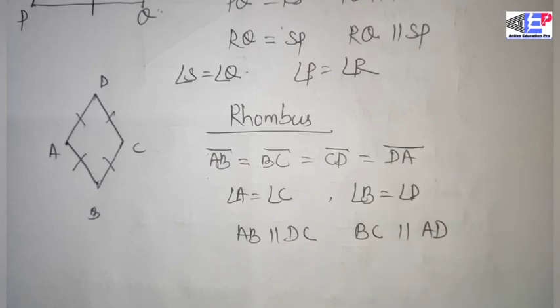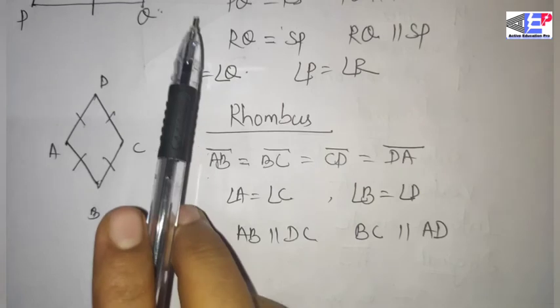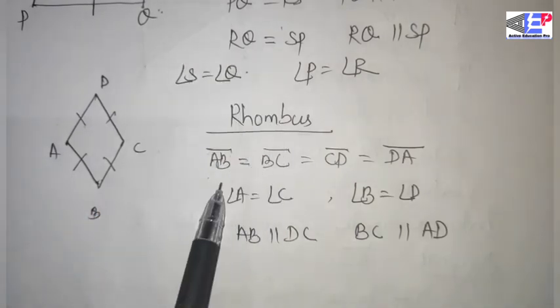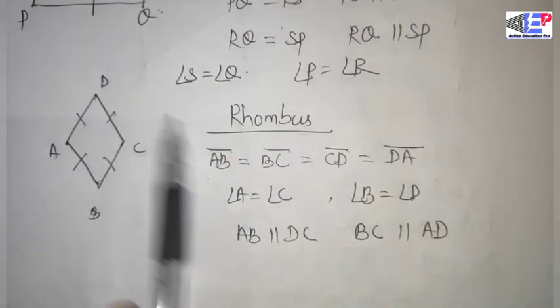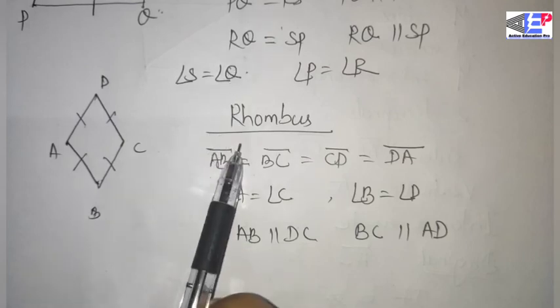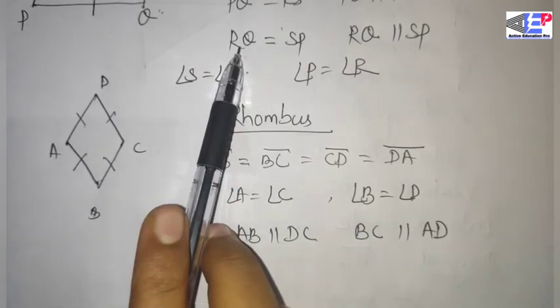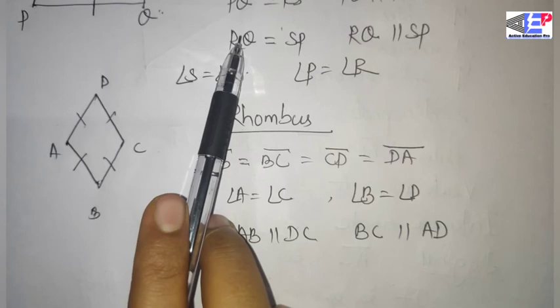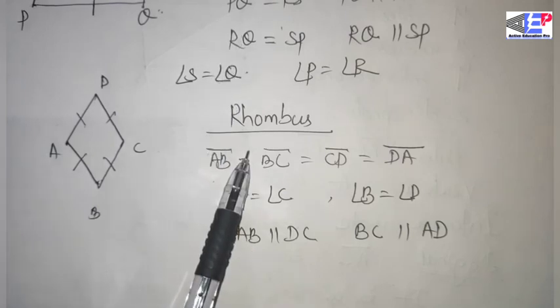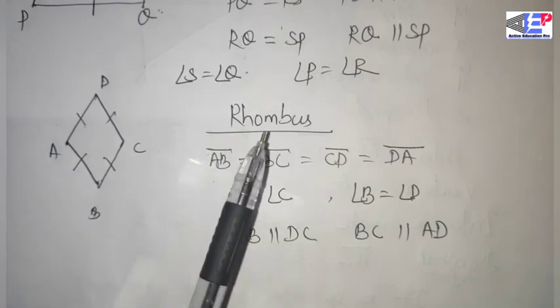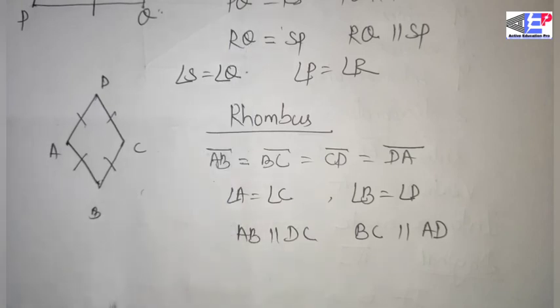So here, just like rectangle and square, a parallelogram is not a rhombus. But yes, a rhombus is a parallelogram because a rhombus satisfies all the conditions of a parallelogram, but a parallelogram cannot satisfy the rules of a rhombus. So a rhombus is a parallelogram.